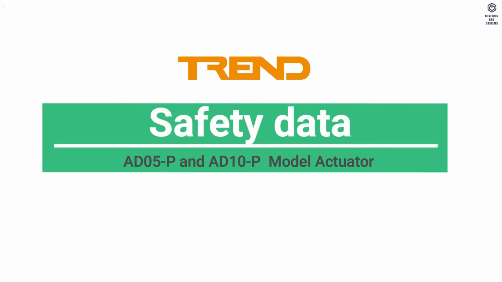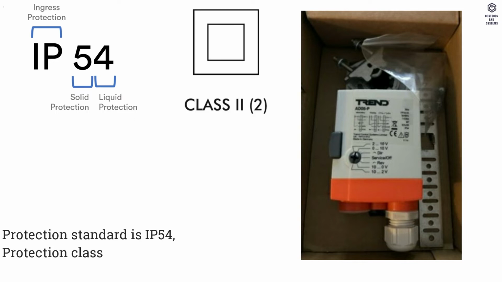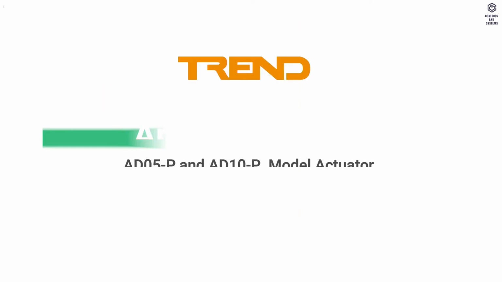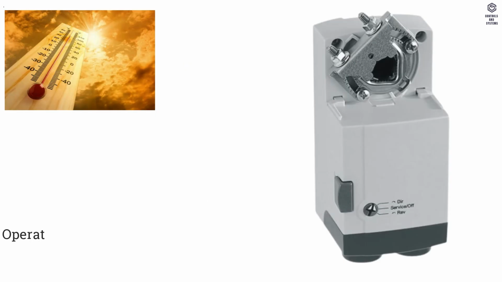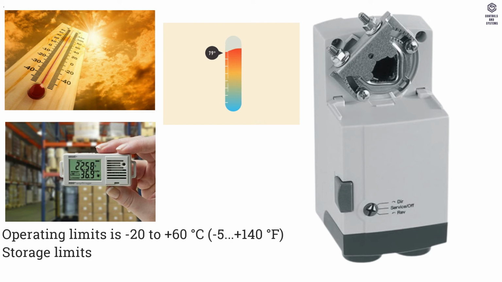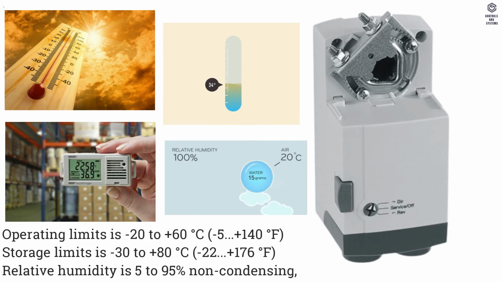Safety data: protection standard is IP54. Protection class is 2 as per EN 60731. Overvoltage category is 2. Ambient limits: operating limits is -20 to +680 degrees Celsius. Storage limits is -30 to +80 degrees Celsius. Relative humidity is 5 to 95%, non-condensing.